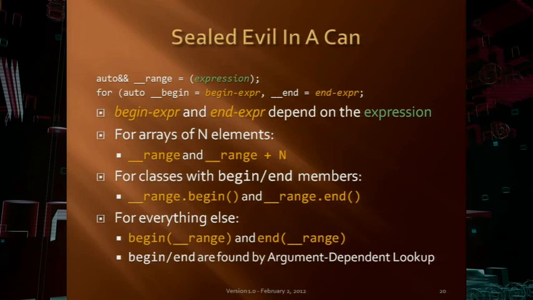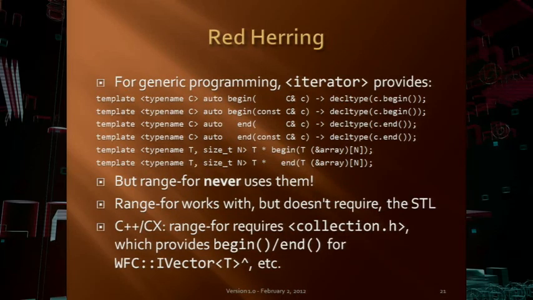Now, I've called this slide "sealed evil in a can" because that whole argument-dependent lookup thing is kind of scary. Herb Sutter is not super fond of argument-dependent lookup, legitimately, because it's got scary gotchas. But fortunately, it's not used as long as you've got an array or a class with the begin and end members, which is the vast majority of types that will be used with the range-based for loop. This changed during the standards development, if you were following that closely.